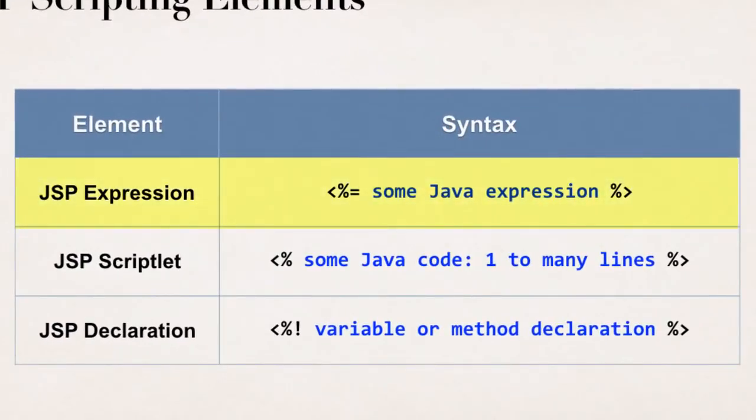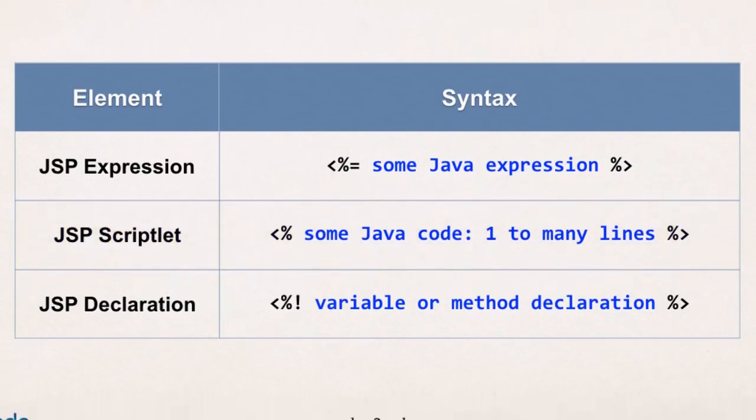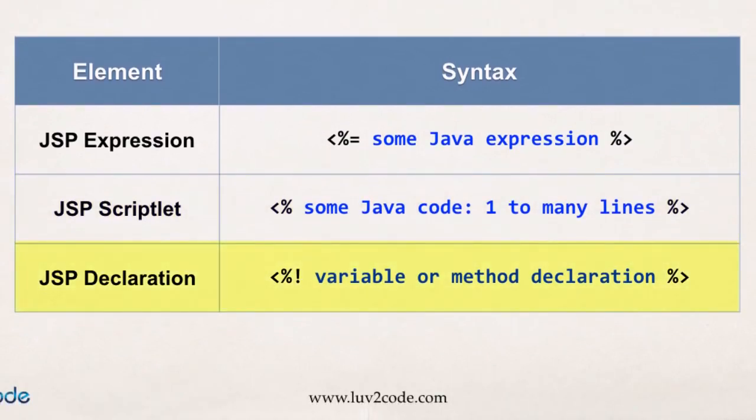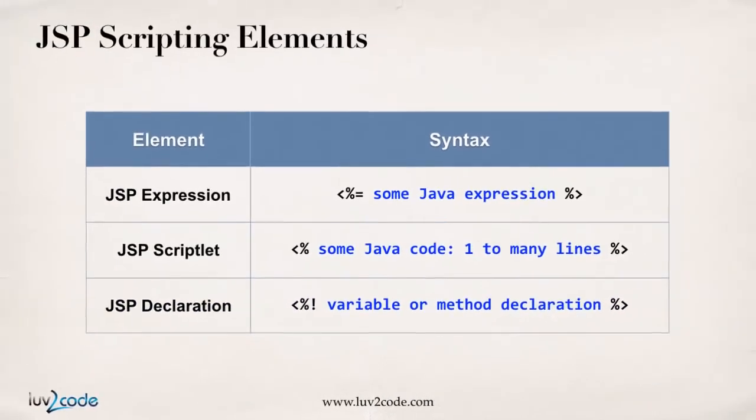So a JSP expression is basically a small Java expression that you can include in the page. The syntax is angle bracket % with an equal symbol, and we'll see a lot of that in this video. There's also what we call a JSP scriptlet. A JSP scriptlet is simply an angle bracket %, and then you add some Java code. You can add one to many lines of Java code, and we'll see that in the following video. And then finally, there's a JSP declaration. This is angle bracket % with an exclamation point. Here you can define a Java variable or method. And again, we'll do a deep dive on that.